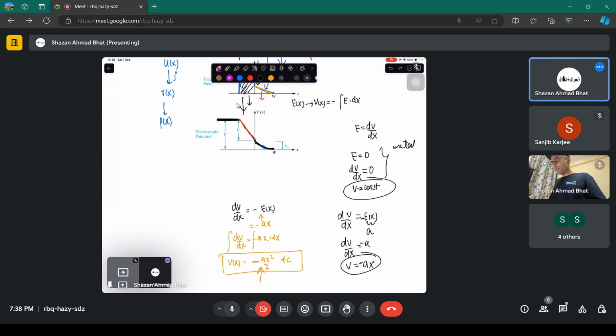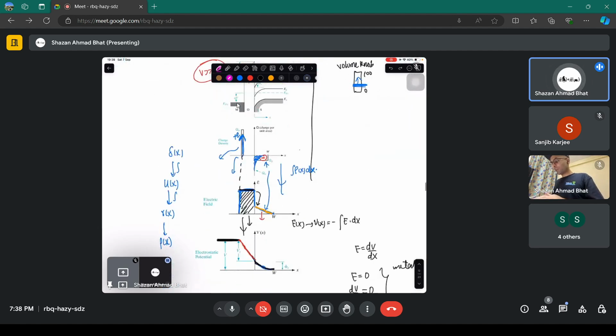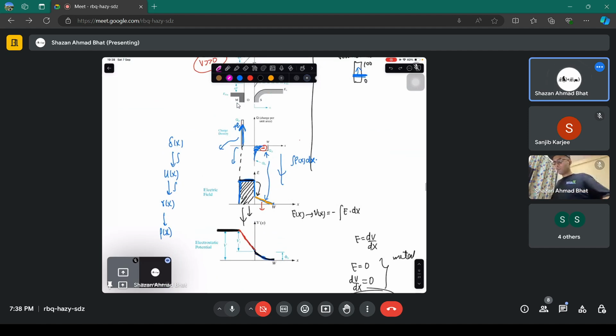Okay, so this is the overall scenario of what happens in the MOS, similar to that of PN. Same rules, same electrostatics. You don't need to consider any jargons or anything.